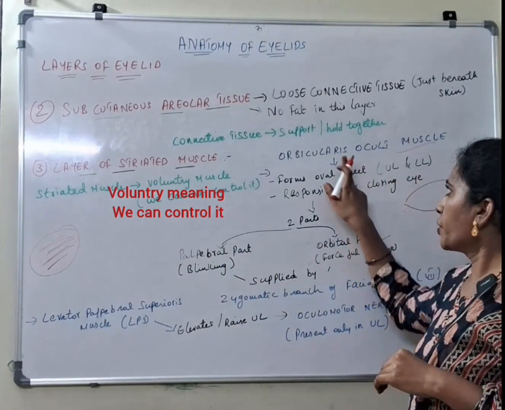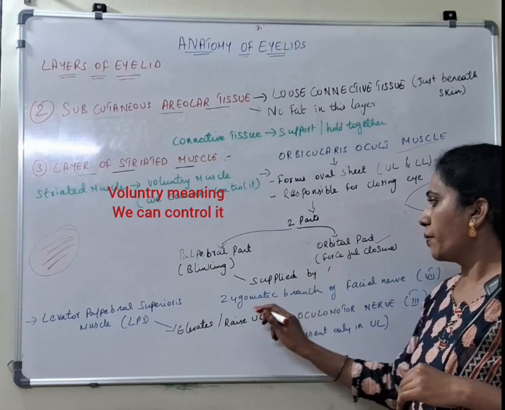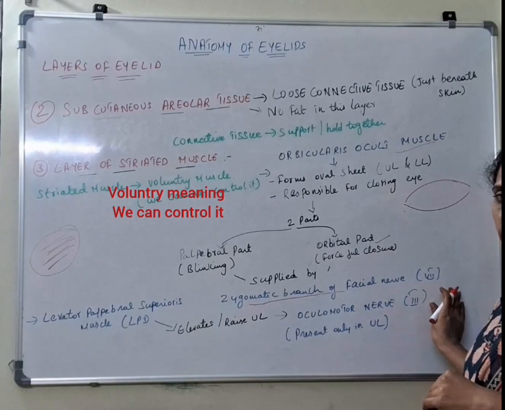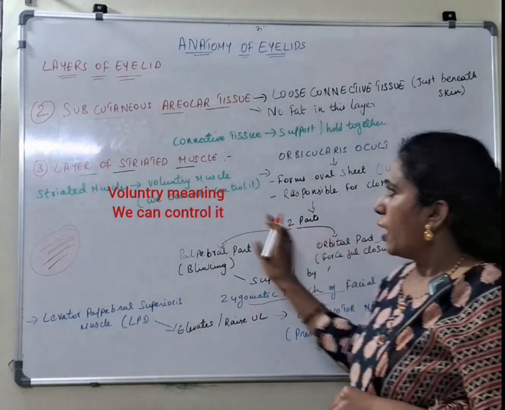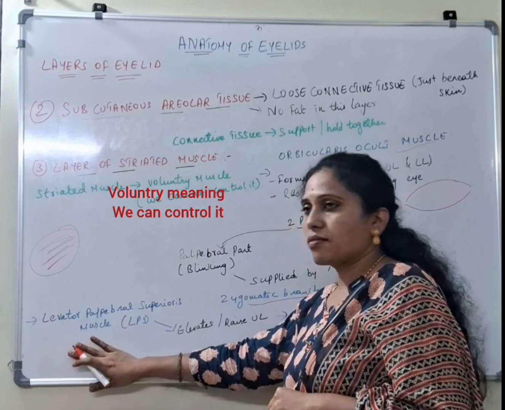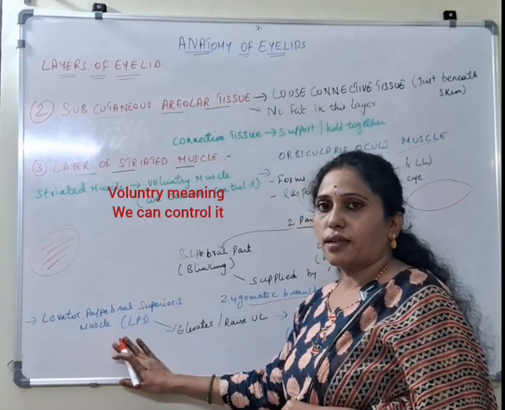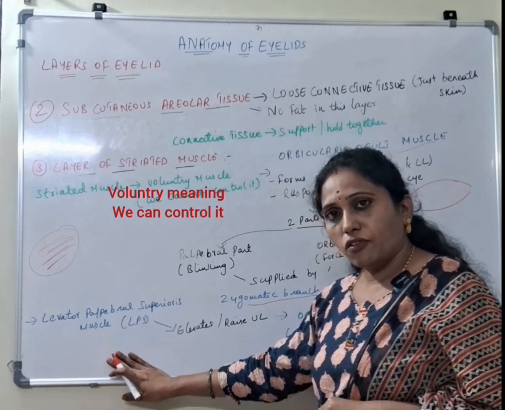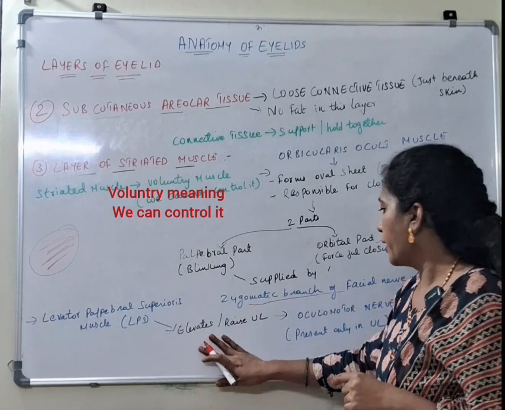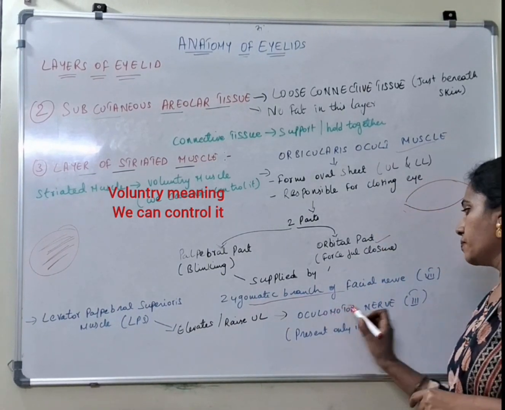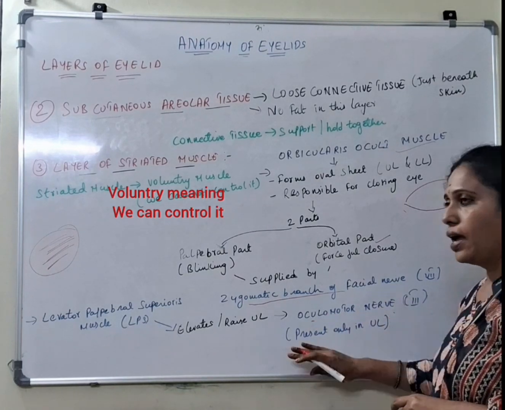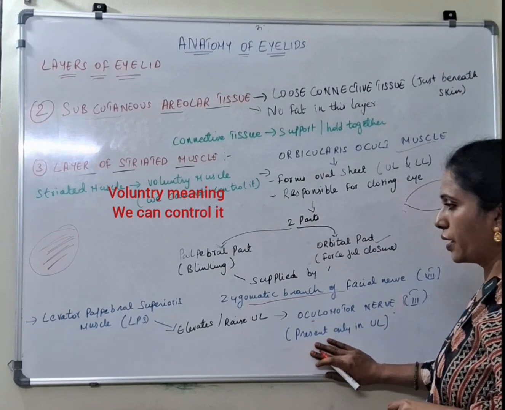And this orbicularis oculi muscle is supplied by the zygomatic branch of the facial nerve, which is the cranial nerve 7. Apart from that, you also have the levator palpebrae superioris muscle, which we also call the LPS muscle. The main function of this muscle is to elevate, open the eyelid, and this muscle is supplied by the oculomotor nerve, and it is present only in the upper eyelid.